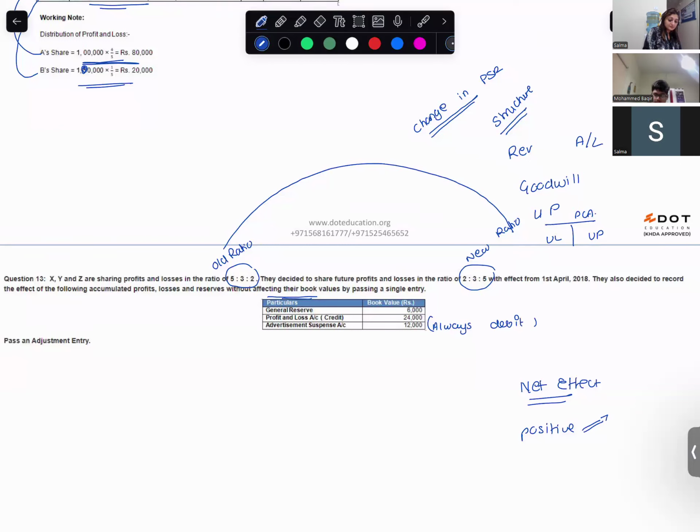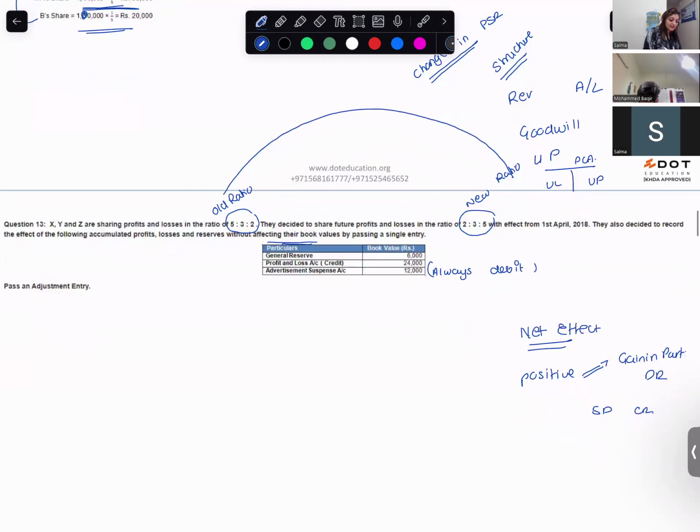For unrecorded profit, the gaining partner is debited and the sacrificing partner is credited. If it is a negative answer, then the sacrificing partner is debited and the gaining partner is credited. Are you with me? So in this case, you have to find the gain or the sacrifice.